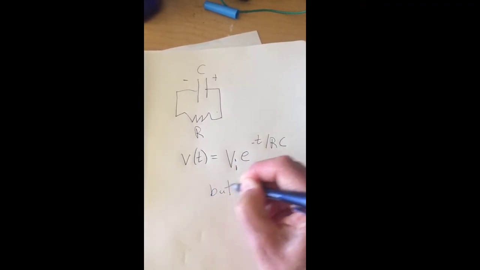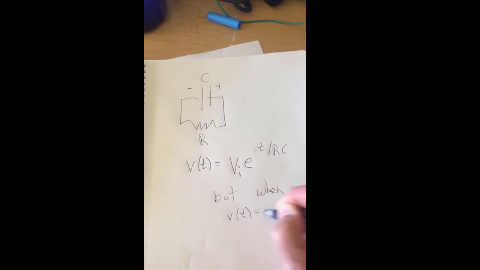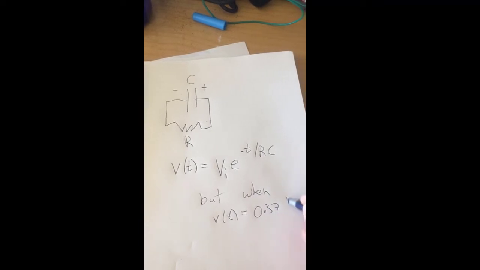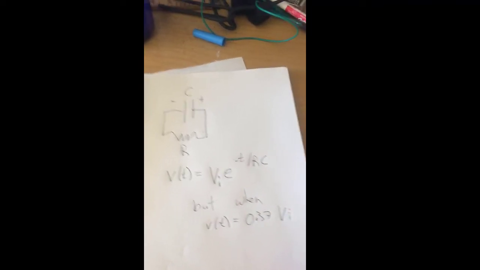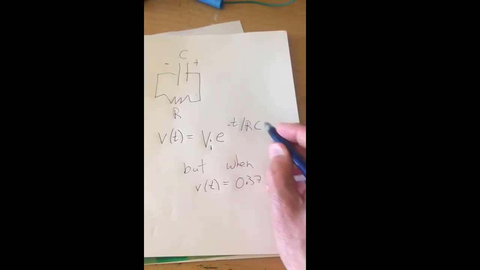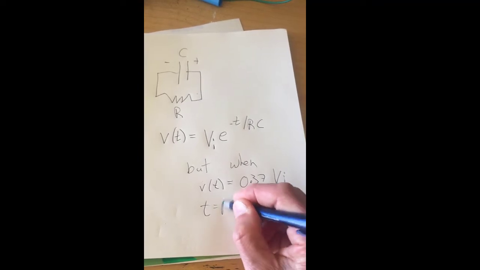But when V of t is equal to 0.37, or about 37% of the initial voltage, that's a really special time. At that time, this exponent of e is e to the minus 1. So that means that t is equal to RC.